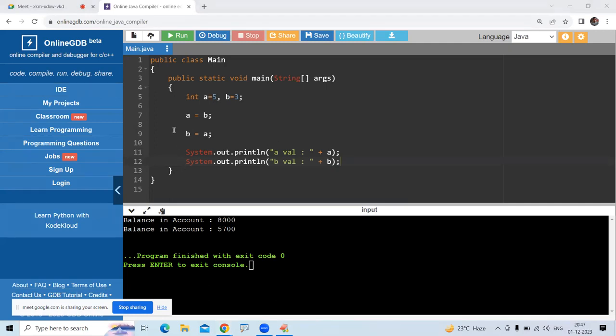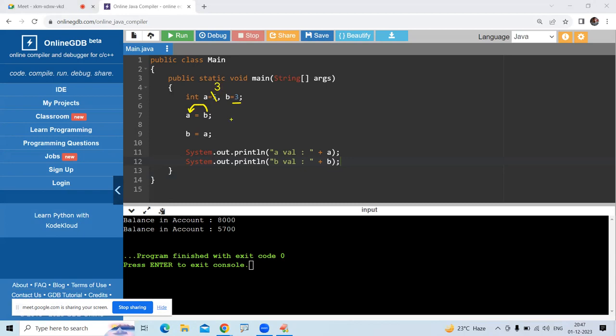Quickly everyone will tell, a value becomes b value, b value becomes a value, so 5 3 becomes 3 5. No. See, here the b value will store into a. What is the b value? 3 will store into a. So a value 5 will be gone. Only 3 will store here.